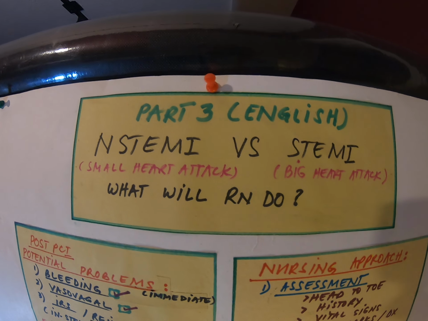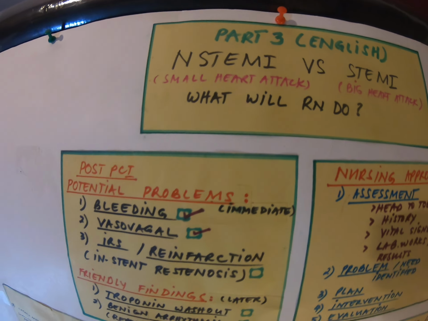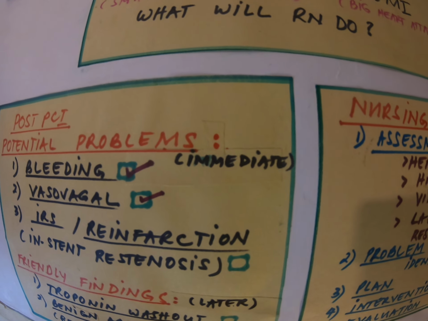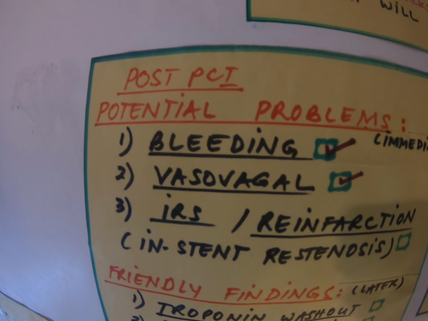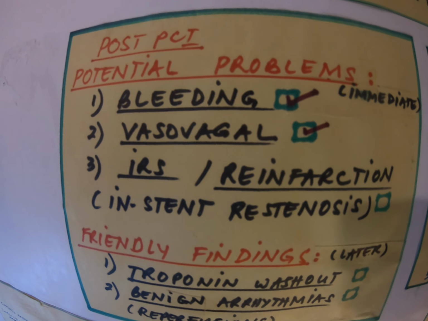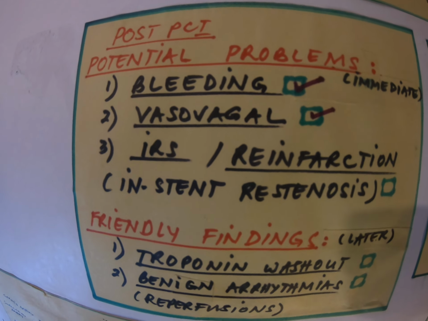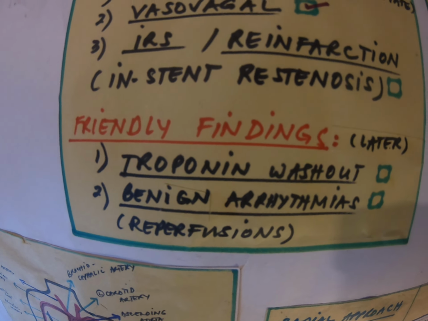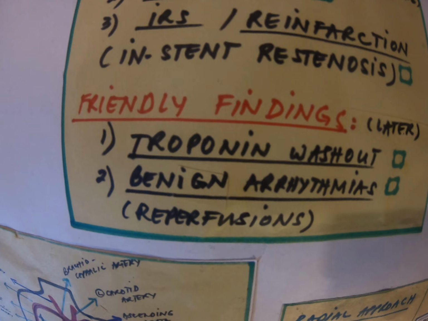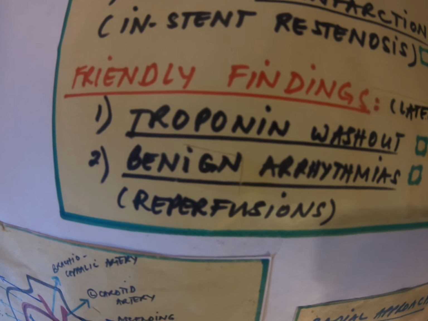So this is non-STEMI versus STEMI, part 3. Post-PCI potential problems. These are immediate problems. We have bleeding, vasovagal, instant restenosis or infarction. I am discussing today bleeding and vasovagal. The friendly findings will happen later. We have here troponin washout, the benign arrhythmias, or the reperfusions.